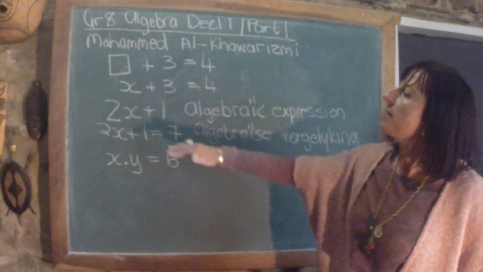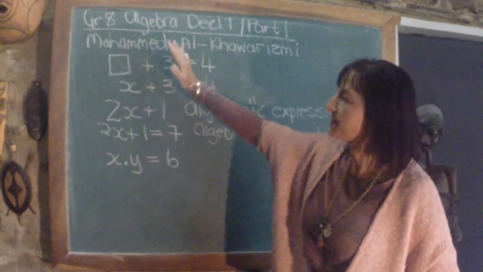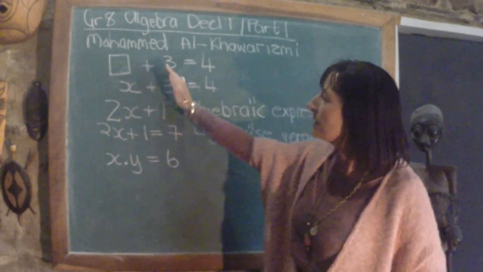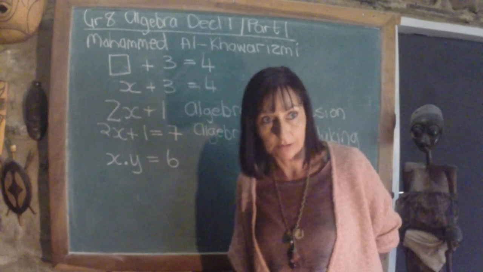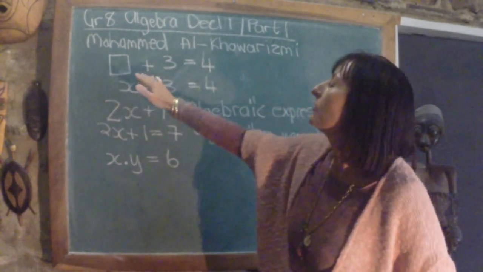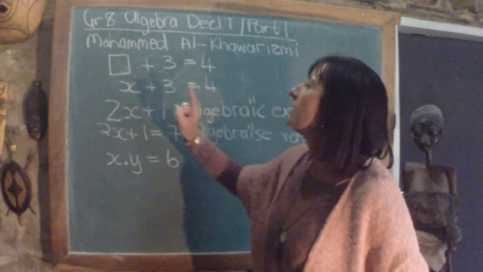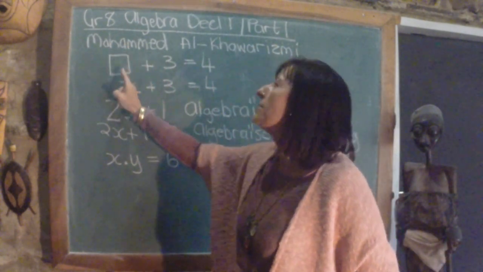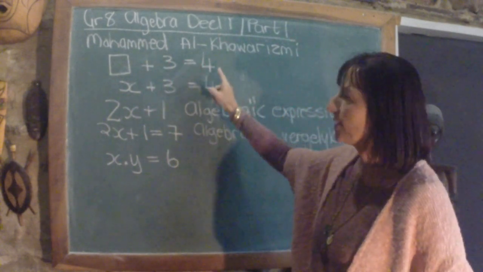Can you remember in grade 1 there was a little block, and then I said we're going to add 3 and that equals 4, and you had to fill in the block. When you had to fill in the block, it was very easy because ons weet dat daar 'n 1 in die blokkie ingaan. 1 plus 3 gee 4.